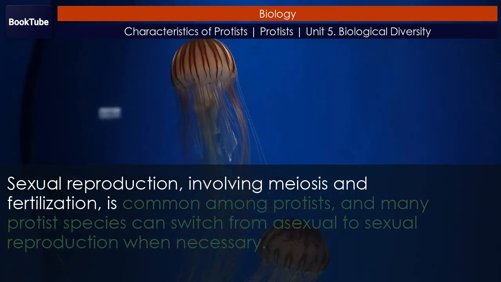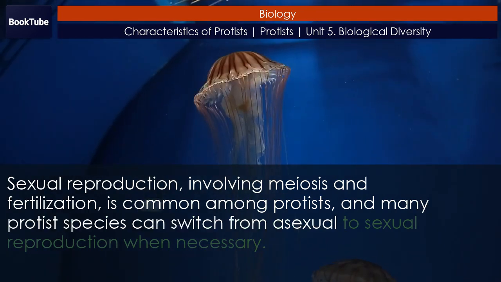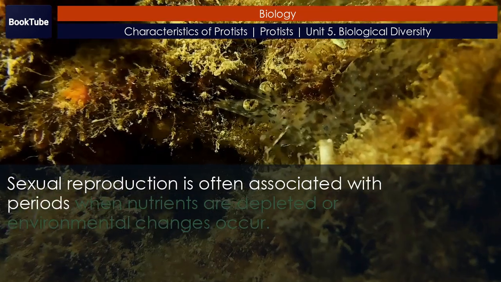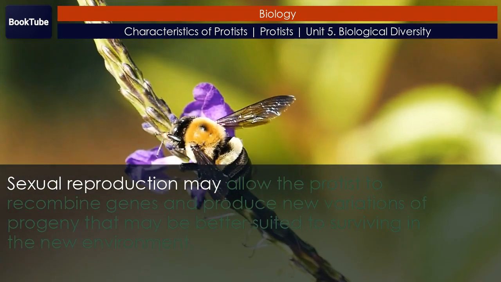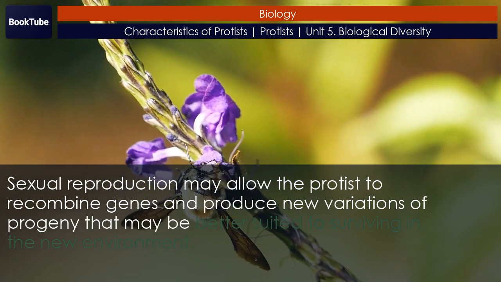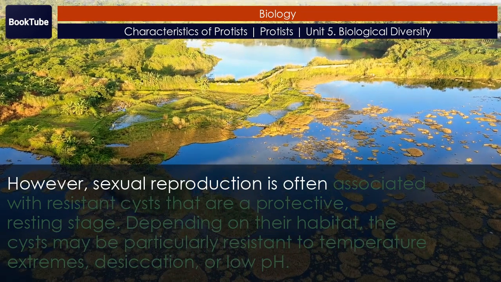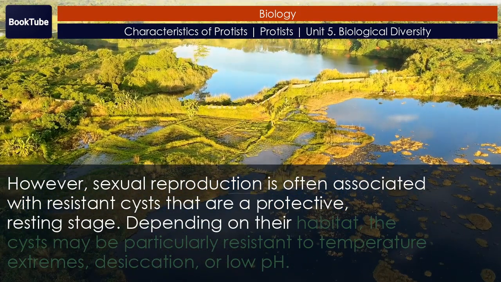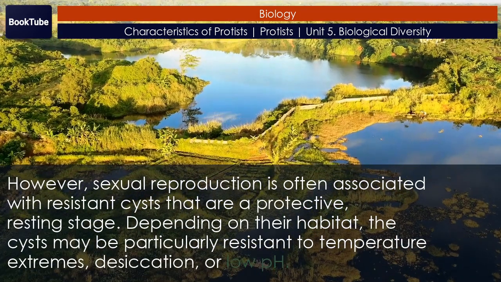involving meiosis and fertilization, is common among protists, and many protist species can switch from asexual to sexual reproduction when necessary. Sexual reproduction is often associated with periods when nutrients are depleted or environmental changes occur. Sexual reproduction may allow the protist to recombine genes and produce new variations of progeny that may be better suited to surviving in the new environment. However, sexual reproduction is often associated with resistant cysts that are a protective resting stage. Depending on their habitat, the cysts may be particularly resistant to temperature extremes, desiccation, or low pH.